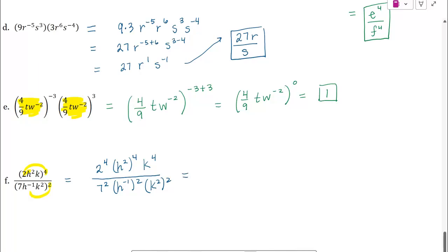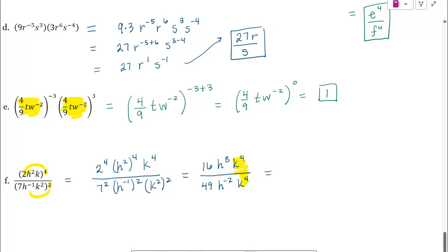Okay. 2 to the 4th power is 16. I have h, 2 times 4 gives me 8, k to the 4th. 7 squared is 49. On h to the negative 1 times 2 is negative 2. And then 2 times 2 is 4. All right. Now the last part is to simplify. I've got h's in both numerator and denominator and k's in both numerator and denominator. Looking at the k's, that's really easy. They're exactly identical, so those are going to go away, right? They're going to cancel each other.